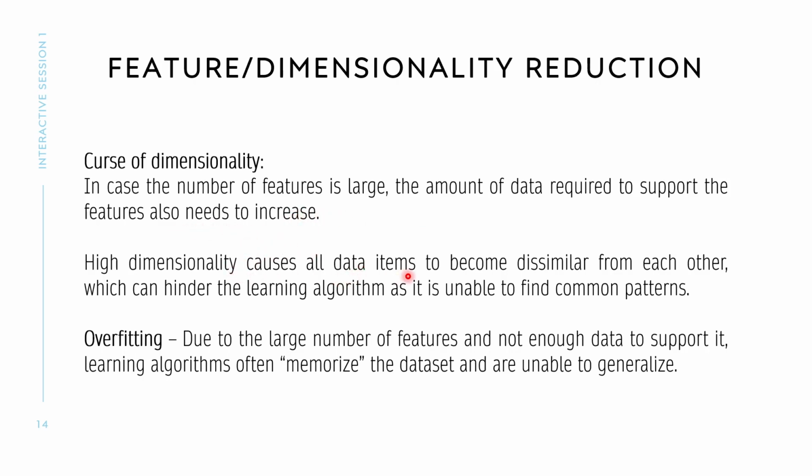And high dimensionality also causes the objects to become very dissimilar from each other. If I have, say, again 10,000 features describing an object, then when comparing two objects, there will obviously be a lot of dissimilarities between the features, and this can hinder my learning algorithm, because it is unable to find common patterns in the data which it can exploit.